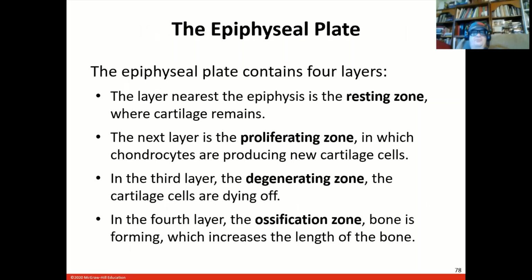So the epiphyseal plate has 4 layers. We have a resting zone where there's cartilage but not much is happening. A proliferating zone where the chondrocytes, the cartilage cells, are making new cartilage. A degenerative zone where those cartilage cells are dying out. And an ossification zone where we are doing the replacing. We are replacing the cartilage with bone.